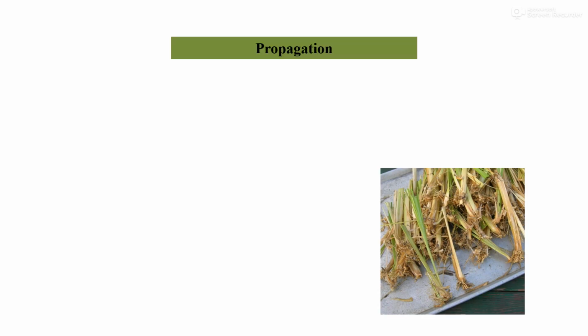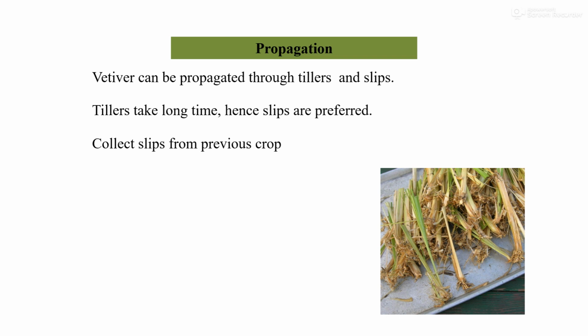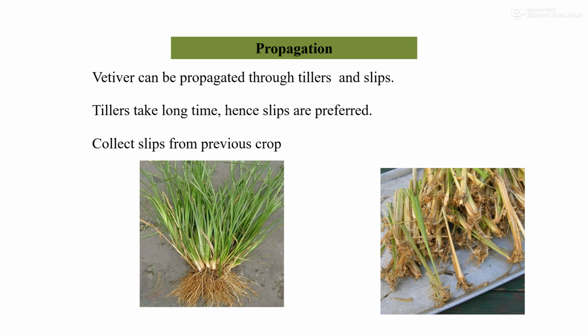Regarding the propagation, vetiver can be propagated through tillers, or what are called slips. Tillers take a long time and hence slips are preferred. Collect the slips from previous crops and then at the time of planting we separate them and use them.